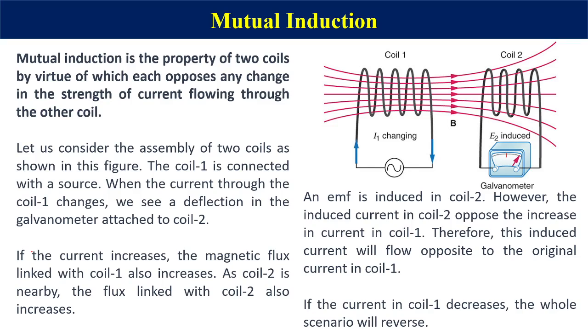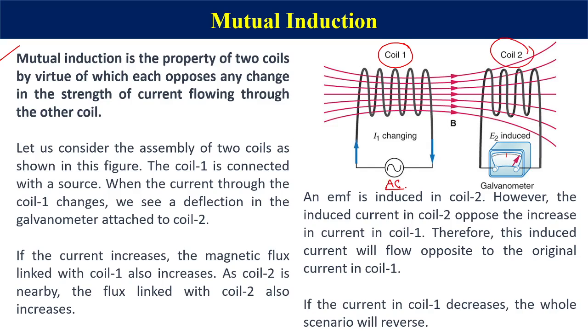So as a part of definition, mutual inductance, as you can see over here, the mutual induction is the property of two coils by virtue of which each opposes any change in the strength of current flowing through the other coil. So you can see here there are two coils. This is coil 1 as already has been depicted, and this is coil 2. Now in coil 1 we have connected an AC source. Let's consider this an AC source.